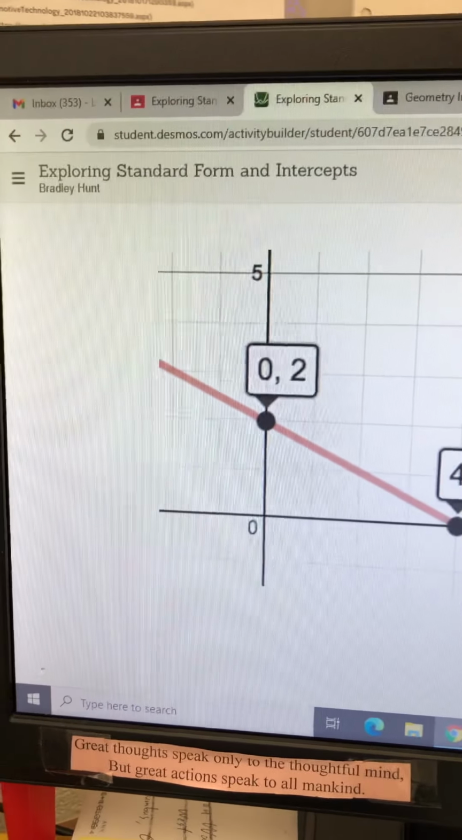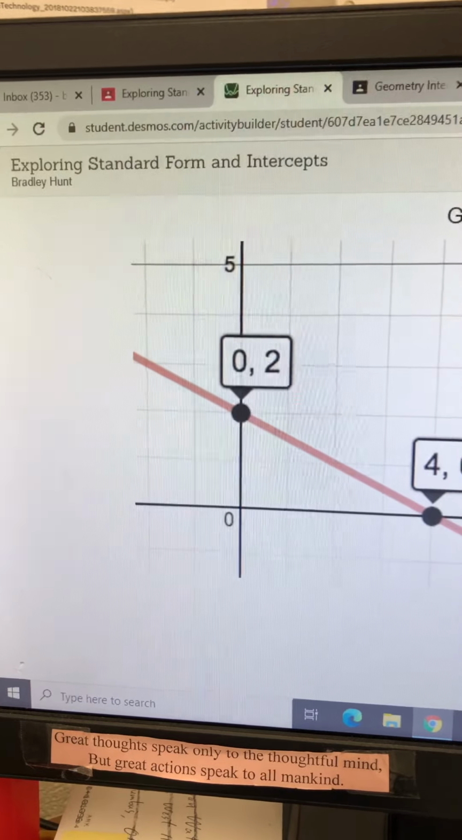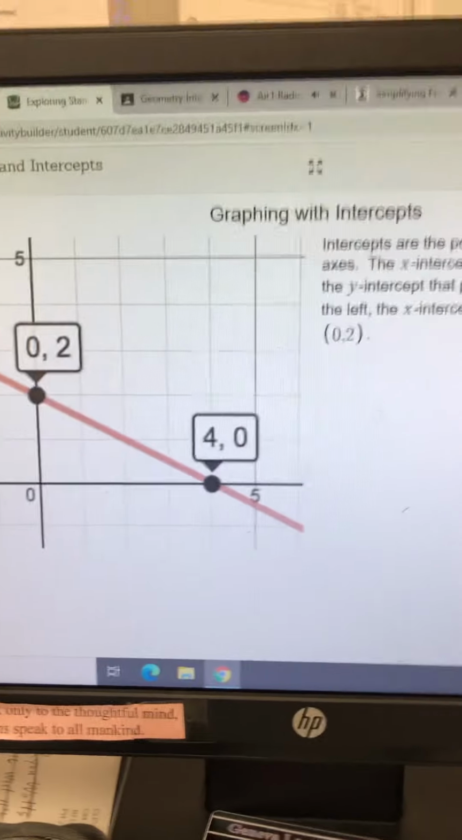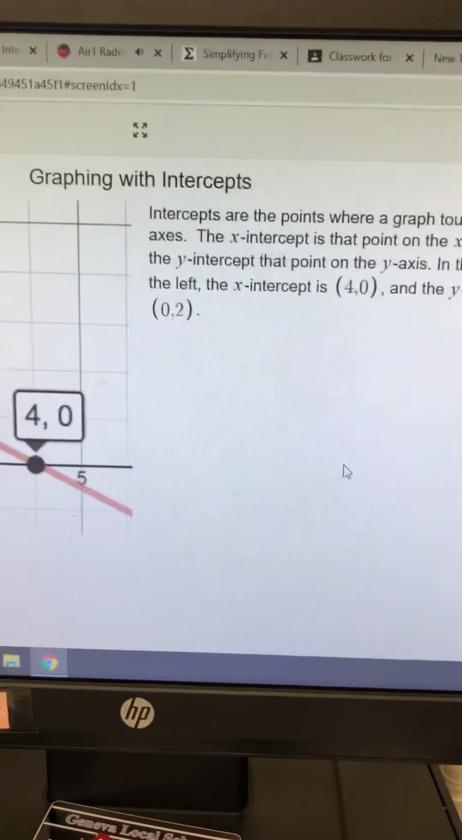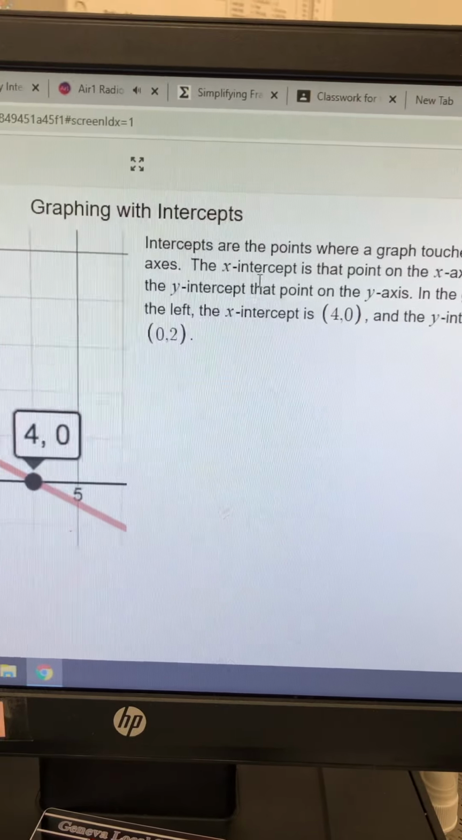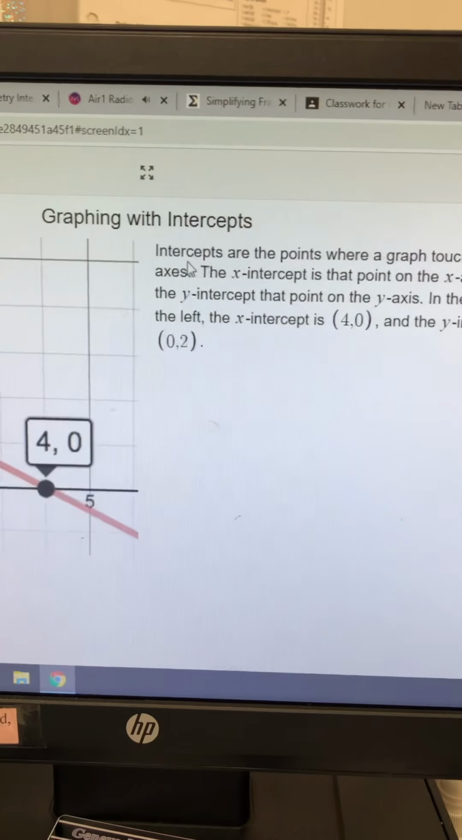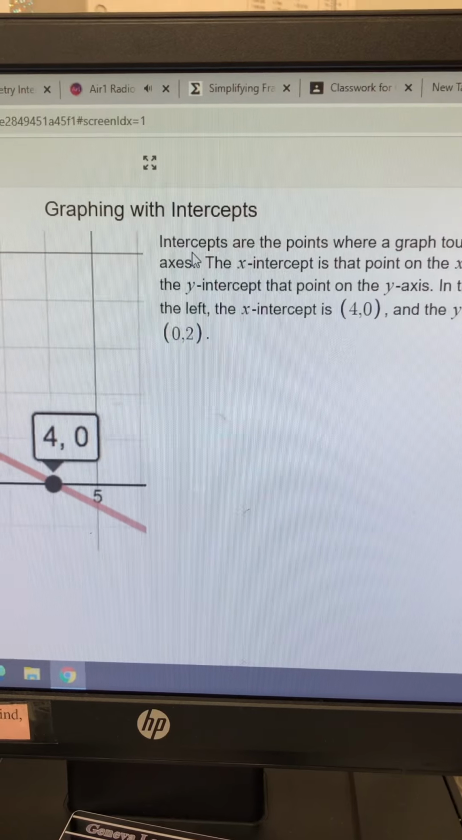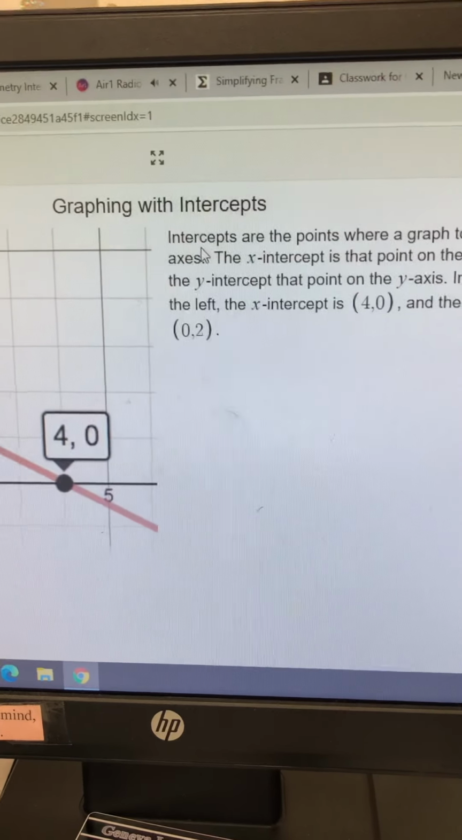I'm looking at this Exploring Standard Form and Intercepts slideshow that you're doing through Desmos with her today. I just want to read through this and take you through this, even though the answers are pretty much there, except for at the very end, and I can give you some ideas on how to word this, but I want to read through this with you.